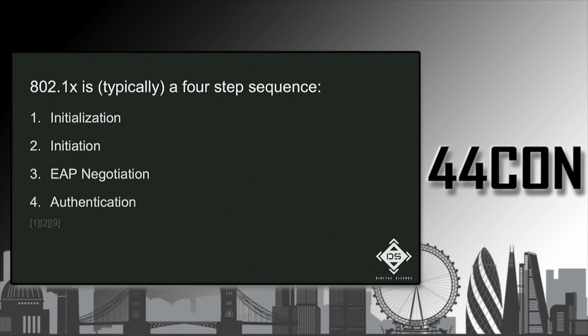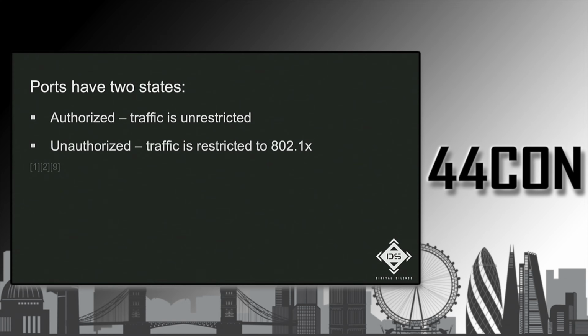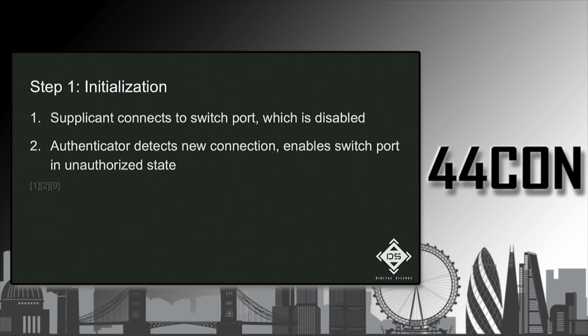802.1x is typically a four-step sequence. It's going to start out with initialization, then initiation, negotiation, which is basically EAP negotiation, and finally move on to authentication. Ports have two states. If you have a port that's protected by 802.1x, it can either be authorized, in which traffic is unrestricted, you can send anything you want through that port, or unauthorized, which is the default state. Traffic is restricted to only 802.1x traffic.